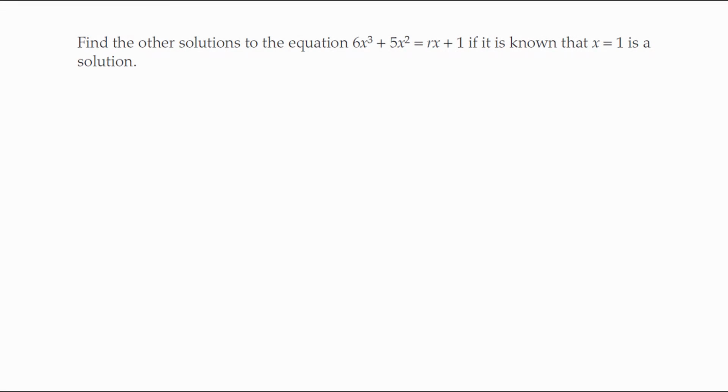Okay, so we're given a problem here with an equation, and the equation has the x terms as unknowns, which is pretty standard, but it's also got an r value, and it's asking us to find the other solutions to the equation if it is known that x equals 1 is a solution.